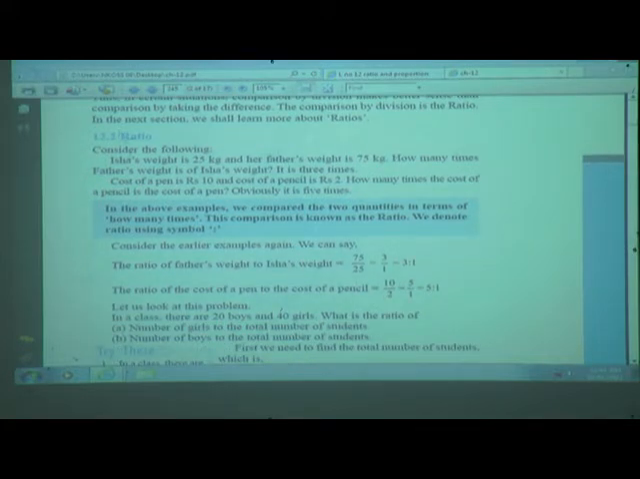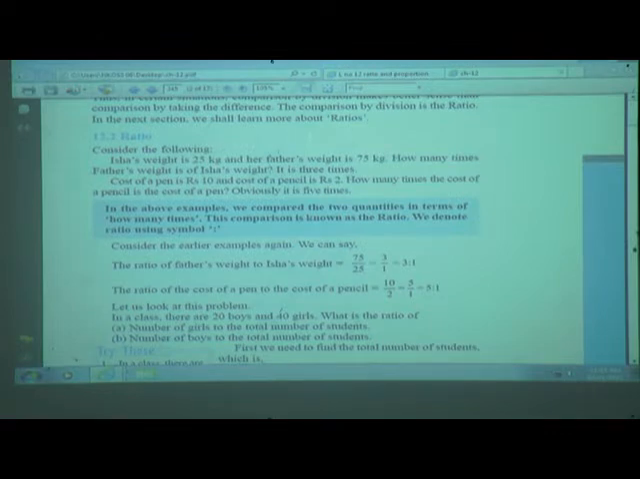See here, consider the following. Isha's weight is 75 kg and her father's weight is 25 kg, and now we are going to find the ratio. Let us see what is given in the question first. How many times is the father's weight of Isha's weight? It is 3 times.